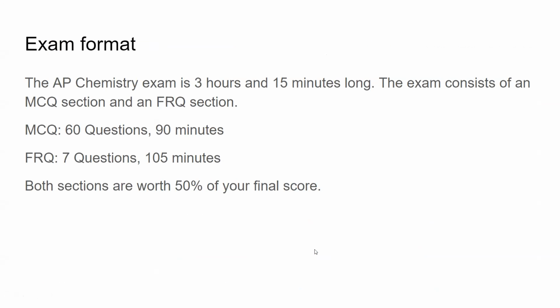So the exam format: the AP Chemistry exam is 3 hours and 15 minutes long. The exam consists of an MCQ section and an FRQ section. The MCQ is 60 questions in 90 minutes. The FRQ is 7 questions in 105 minutes. There will be a break in between these two sections. Your proctor will usually give you a 15-minute break. Both sections are worth 50% of your final score.